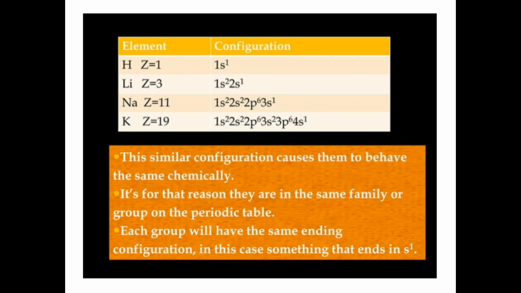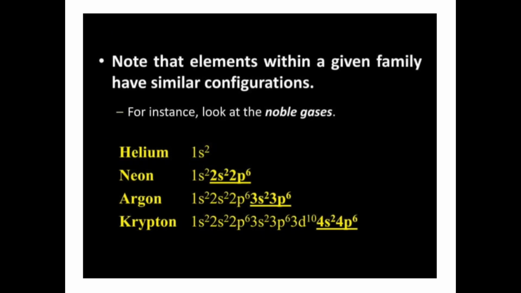Okay, so we can look at them now. Like we have said, they are ending with 1. The similar configuration they have will cause them to behave in the same or a similar way chemically, because they are in the same group. And they are in the same group because they have the same valence electron, which is 1. Because of this, they are going to be in the same family. For instance, this is group 1. They are called the alkali metals, because each of them has the same configuration, ending with s1. So let's take note of that.